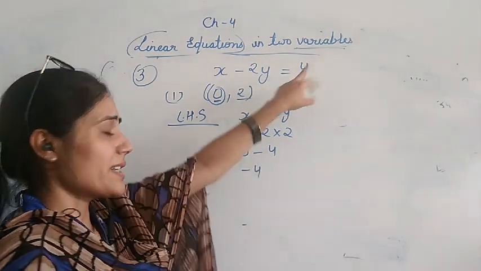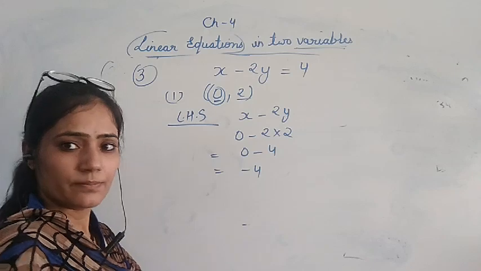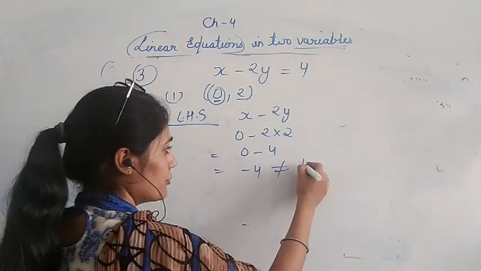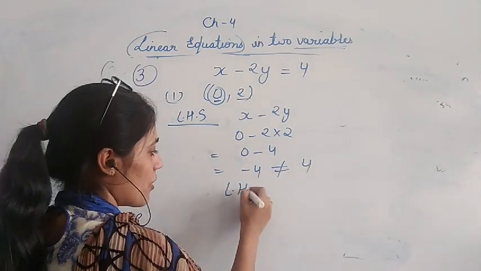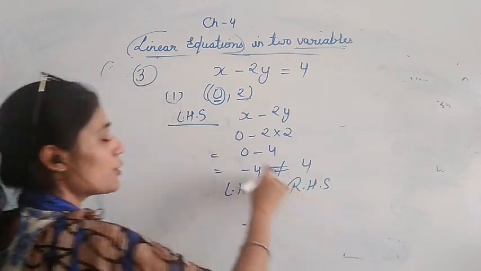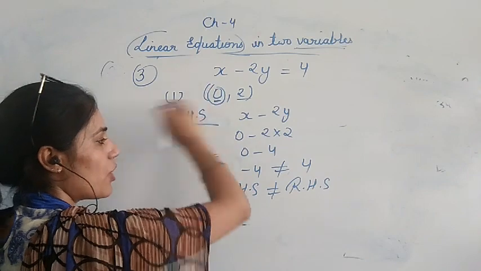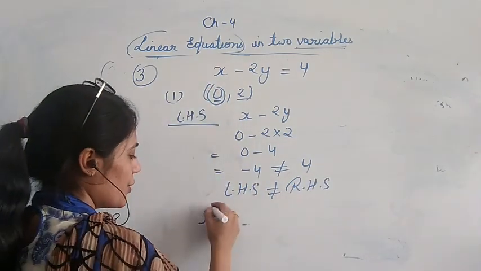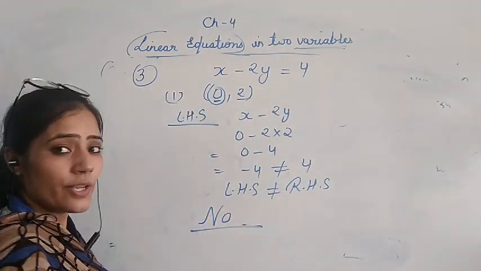Is it the same as RHS? No. This is not equal to 4. So LHS is not equal to RHS. If LHS is not equal to RHS, it means these are not the solution of the equation. No. Okay, you got it?